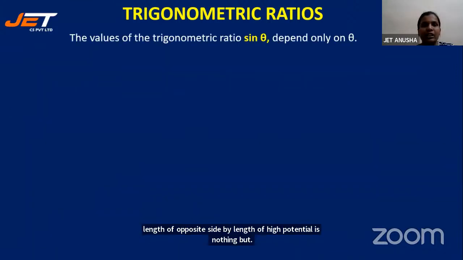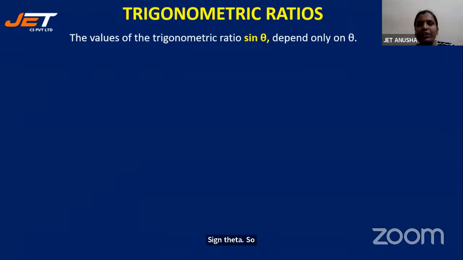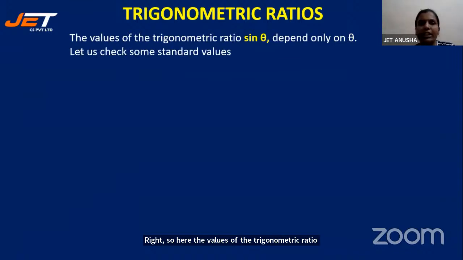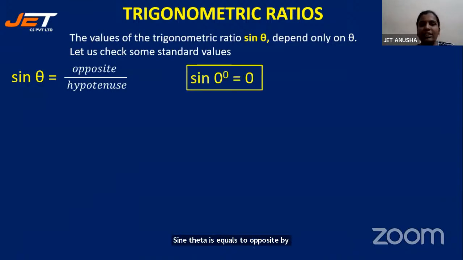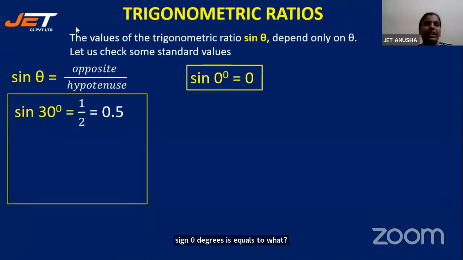So let's see. The value of the trigonometric ratio sine theta depends only on theta, right? So let us check some standard values here. Sine theta is equal to opposite by hypotenuse. So sine 0 degrees is equal to what? 0. In the same way, sine 30 degrees is equal to 1 by 2. The value of 1 by 2 is nothing but 0.5, isn't it?